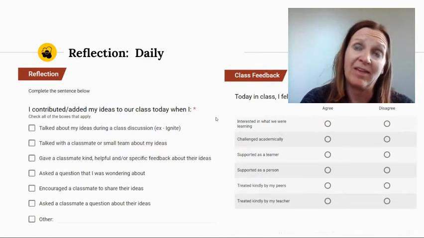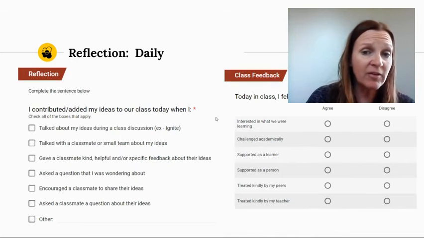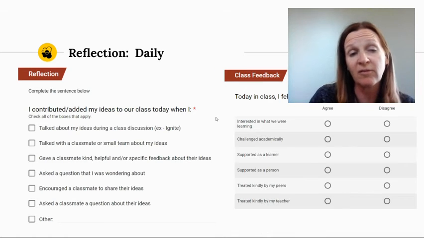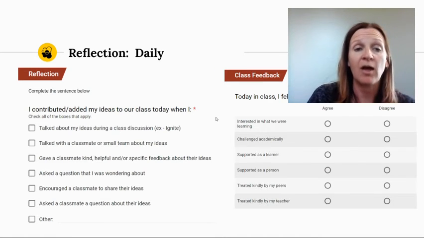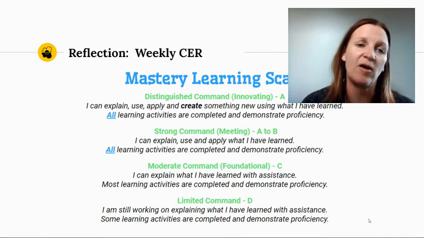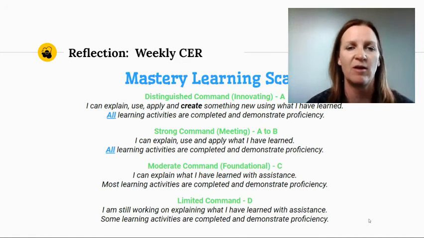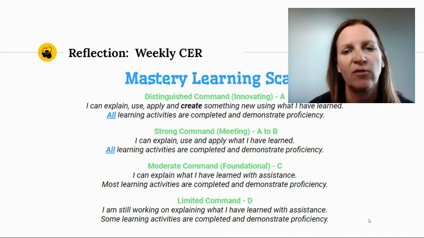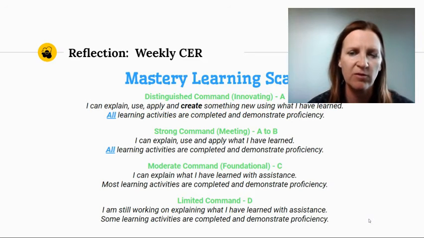I also like kids to reflect a lot on their learning. So they will always have a daily reflection where they think about what they did, what they learned, how they contributed to the sense making that the class is going through. That will happen every day. In this class, the students will also complete a weekly, what's called a claim evidence reasoning statement, and they will be evaluating their learning using this mastery learning scale that you see on the screen in front of you.